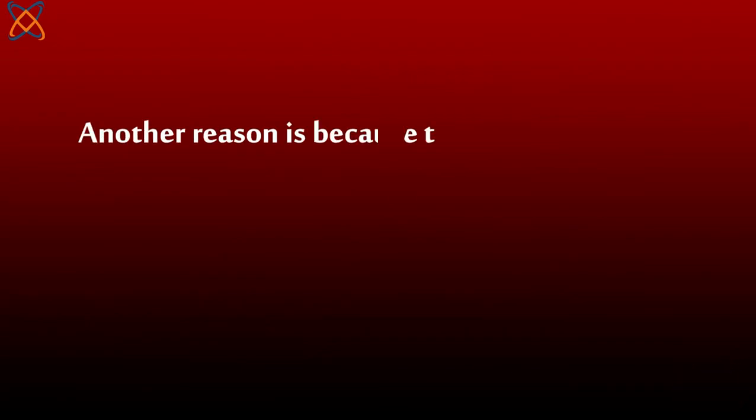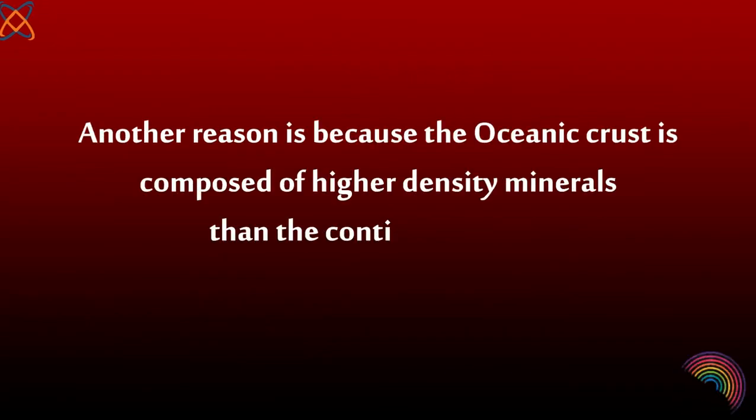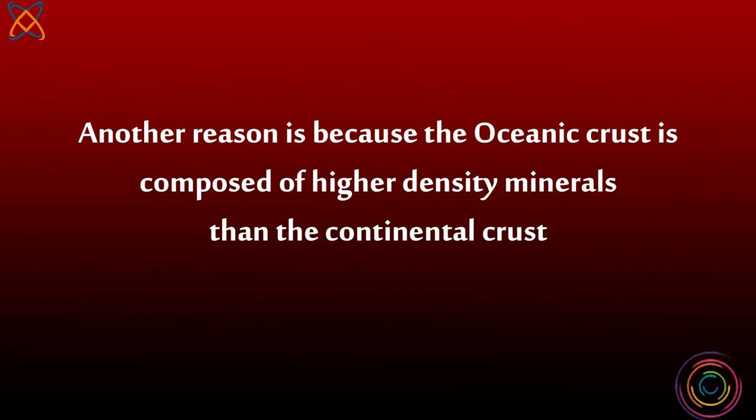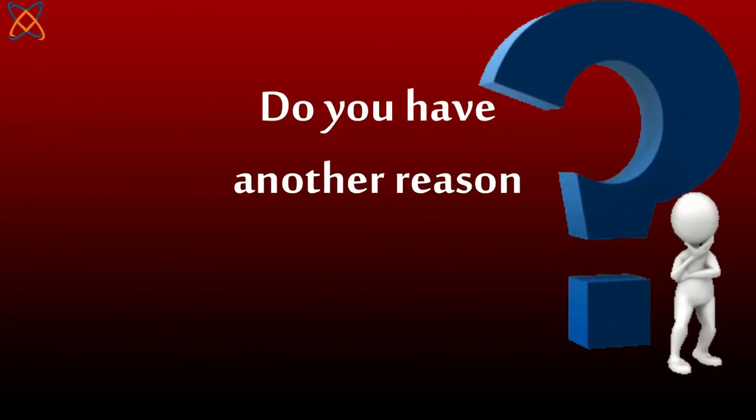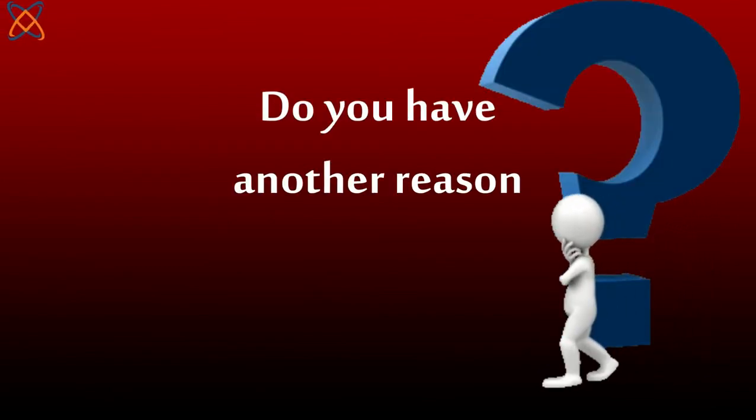Another reason is because the oceanic crust is composed of mafic rocks. Mafic rocks contain high density minerals such as pyroxene and olivine and are thus more dense than felsic rocks, which contain more of lower density minerals such as quartz and feldspar. I hope you are not lost. If you feel there is any other reason why the crust is denser, kindly share in the comments below.